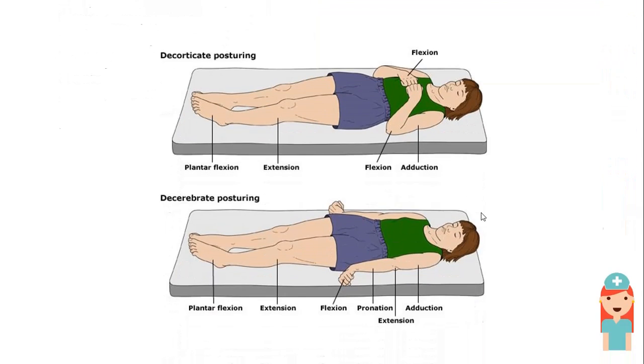This is how decorticate posturing and decerebrate posturing look. Decorticate posturing is abnormal flexion, whereas decerebrate posturing is abnormal extension. After assessing the patient, we have to sum up the scores, and that will be the GCS score of the patient. It will be somewhere between 3 and 15.